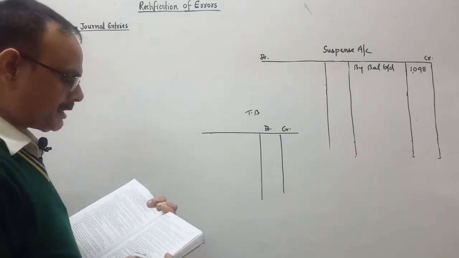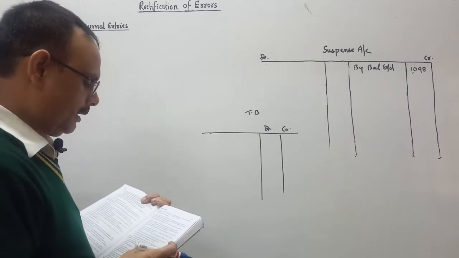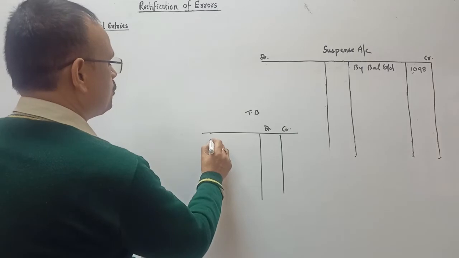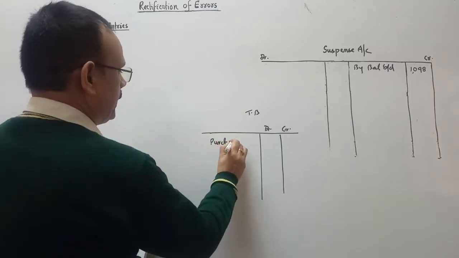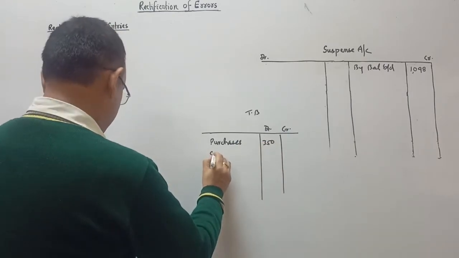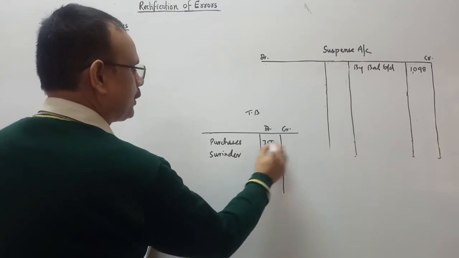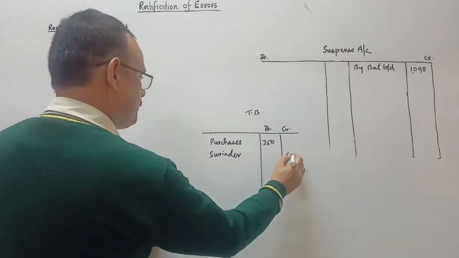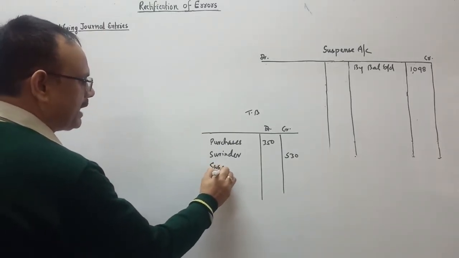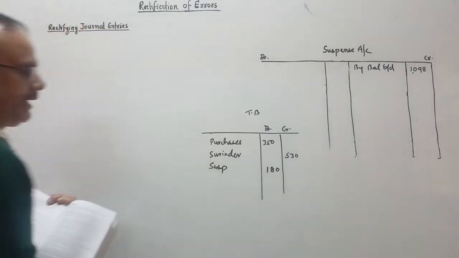So the first one, goods purchased from Surinder. You know the entry: purchase account debit to Surinder account. 350 has been credited to his account as 530. There is no mistake in purchase. In purchase it is 350, but in Surinder's account, while posting, instead of 350, 530 rupees is posted. So the trial balance will be mismatched. So the suspense account will be on the debit side by 180.